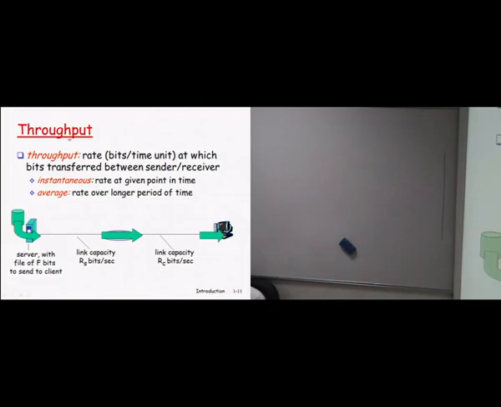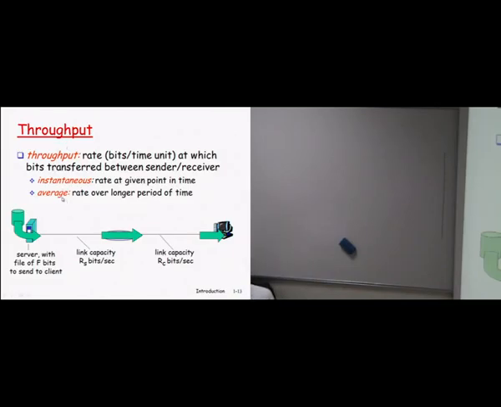Instantaneous rate is the rate at a given point in time, and average rate is the rate over a longer period of time. You have taken so many instantaneous rates at given points in time. For example, you have different instantaneous rates, but you want the average throughput, so you can call it the average rate. Add all the instantaneous rates and divide by the number of times you have taken the instantaneous throughput. It will give you the average throughput.